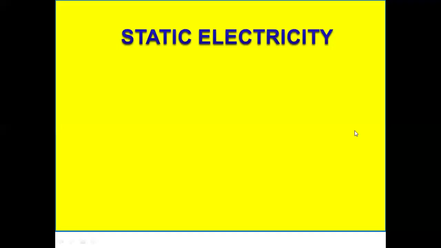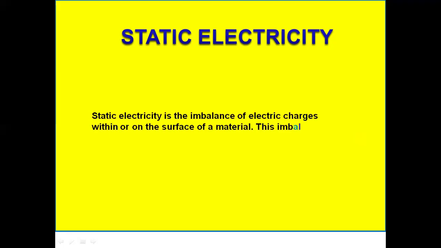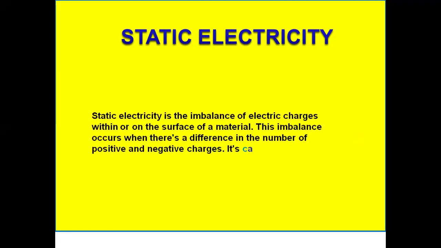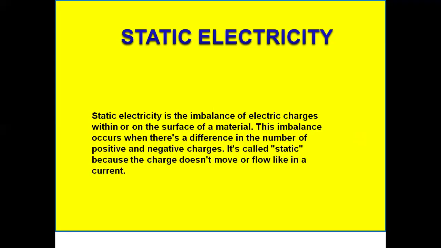Static electricity. The electricity that does not move. It remains standstill in the object. Static electricity is the imbalance of electric charges within or on the surface of the material. This imbalance occurs when there is a difference in the number of positive and negative charges. It's called static because the charge does not move or flow like in a current.